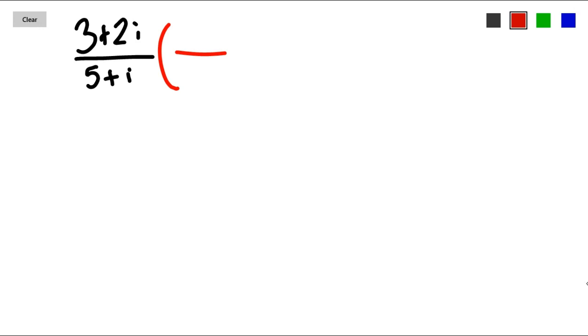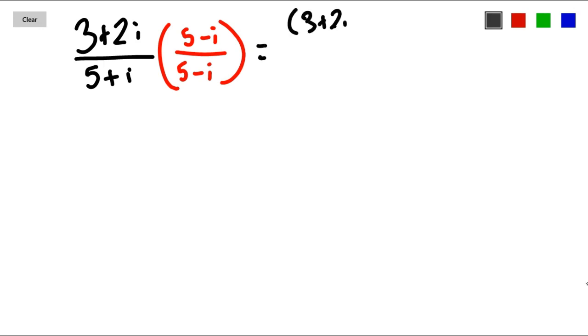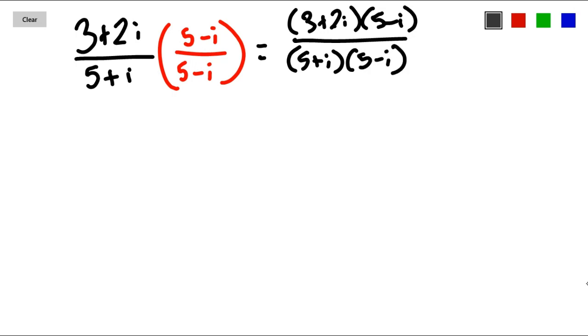So for another example, let's say that I have 3 plus 2i, and I divide that by 5 plus i. So again, I'm going to multiply top and bottom by the conjugate of the denominator. And in this case, it's 5 minus i. So when I do that, I end up with 3 plus 2i times 5 minus i on the top. And on the bottom, I have 5 plus i times 5 minus i.